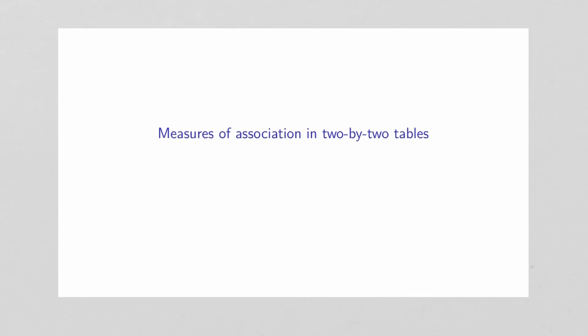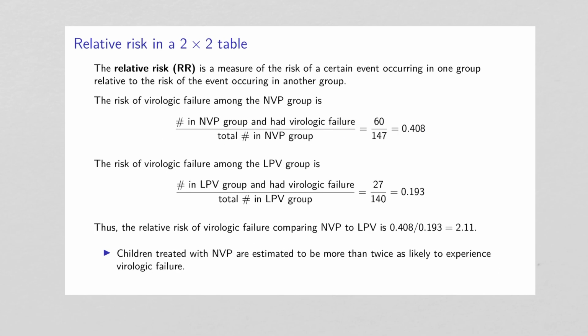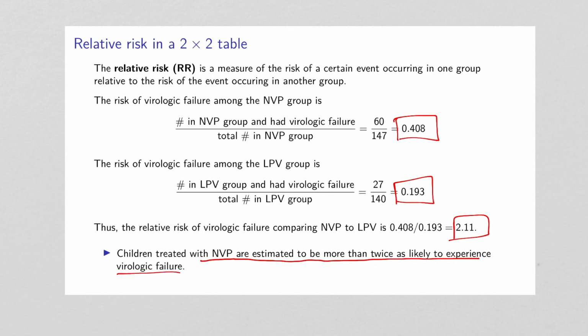And measures of association in 2 by 2 tables. Relative risks, this is what we use in epidemiology a lot. This is the risk in one group, and this is the risk in the other, so the relative risk is 2.11. So the children treated with NPV are estimated to be more than twice as likely to experience virologic failure. What proportion here? 40.8%. What proportion here? 19.3%. So the NPV group had higher risk of virologic failure than the LPV group.